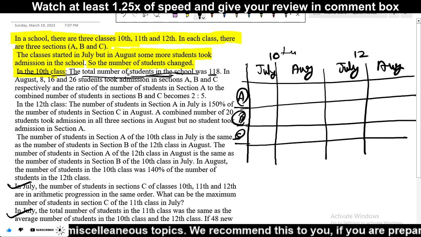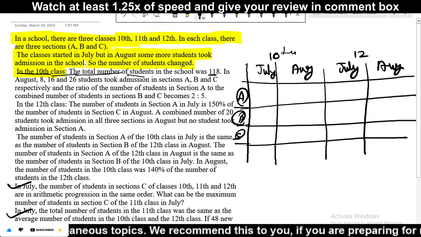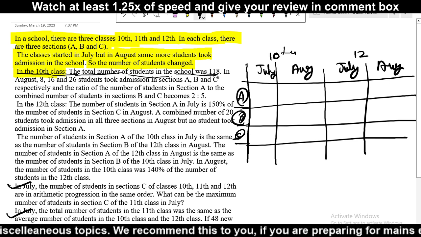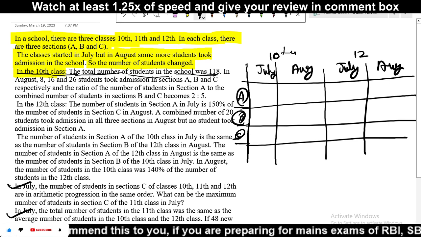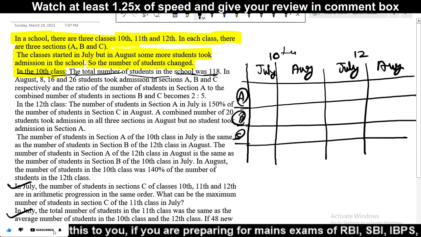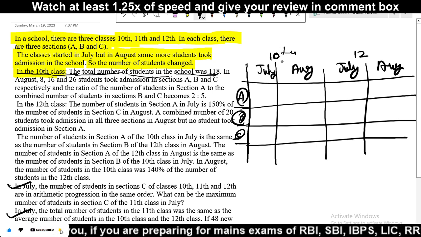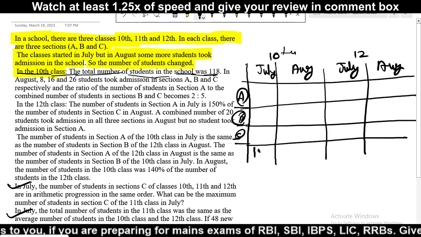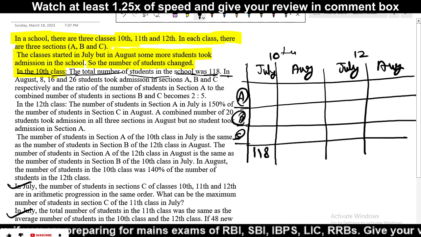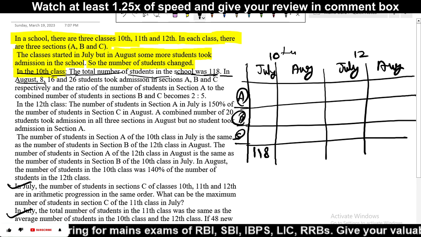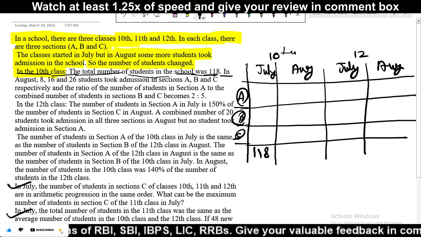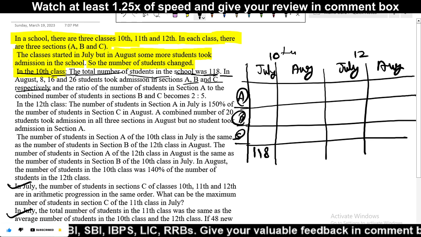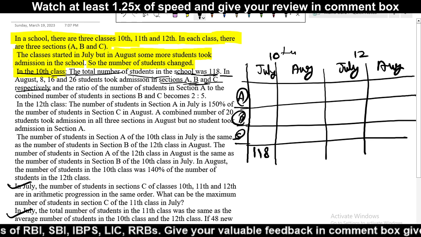In 10th class, the total number of students in the school was 118. This is about the month of July, not August. This is the starting month, and this is the next month. So here we will write 118. What does it say next? In August, 8, 16 and 26 students took admission in A, B and C respectively. These are the three sections. I already told you.